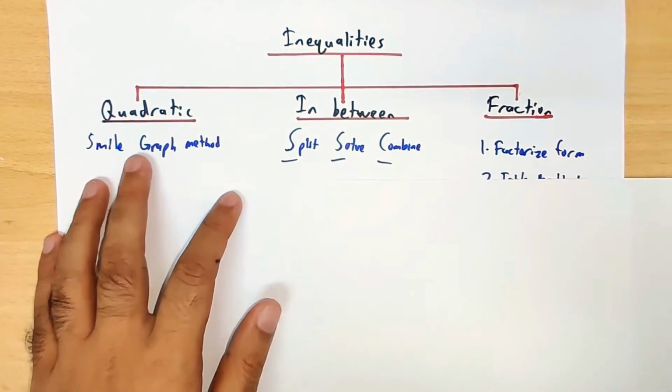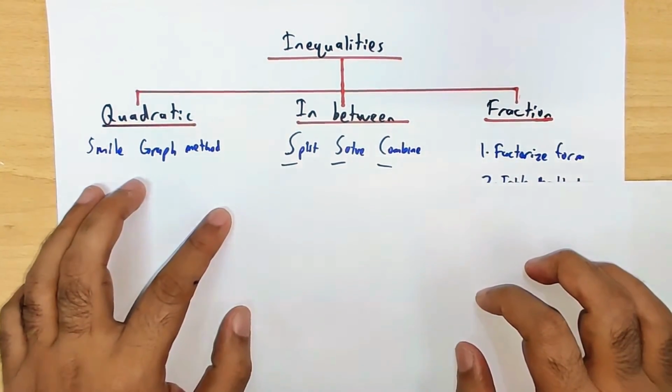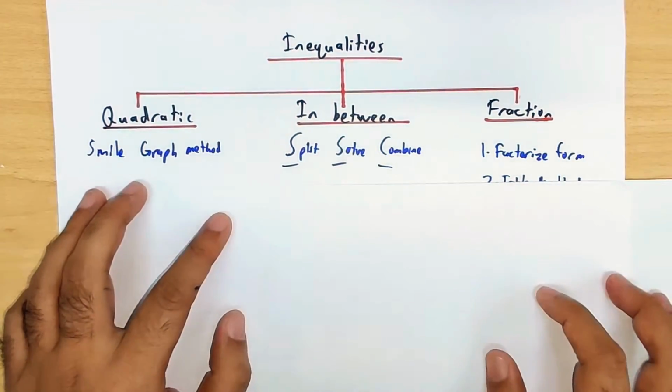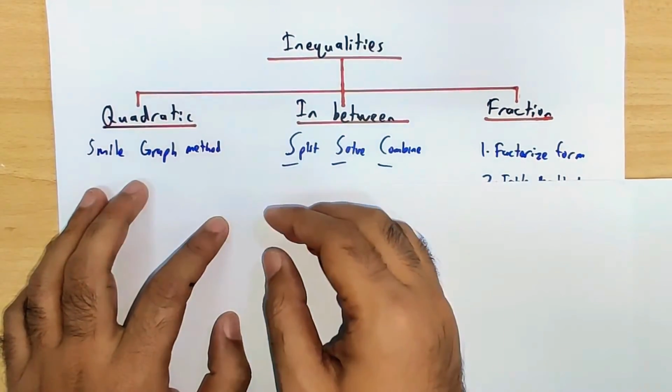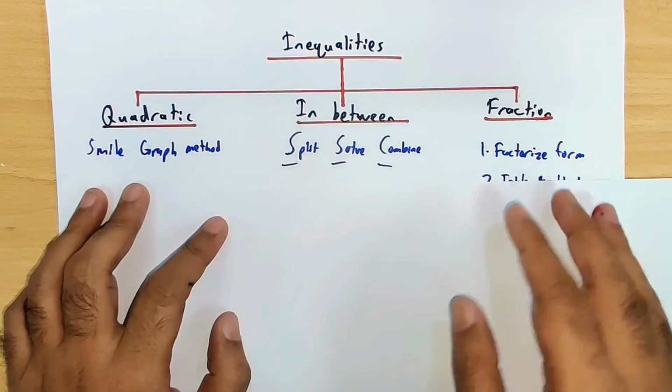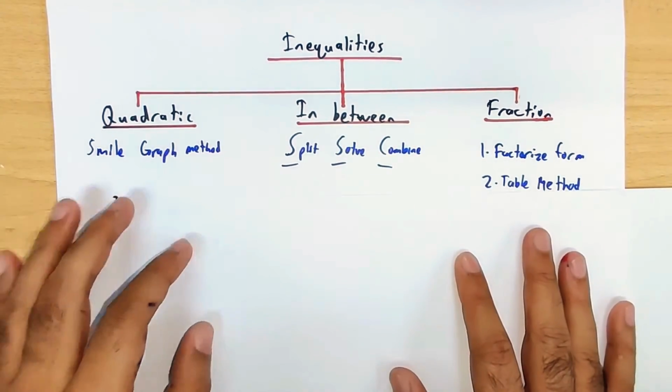Okay, hello there viewers. So let's start with this summary of this topic. I know this topic can be very overwhelming, but if we have a big picture of it, maybe it will be quite fine. Okay, so let's start with inequalities first. There are three types of inequalities questions, which are quadratic, in between, and fraction. Right? So let's have a look at how we solve them.